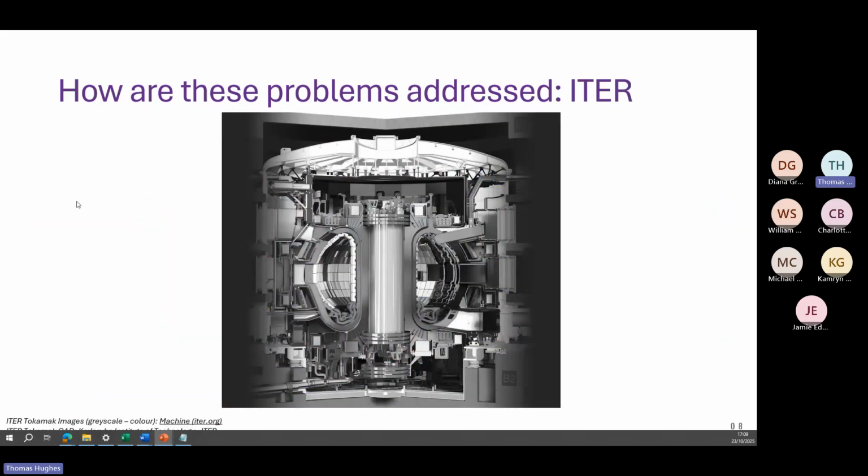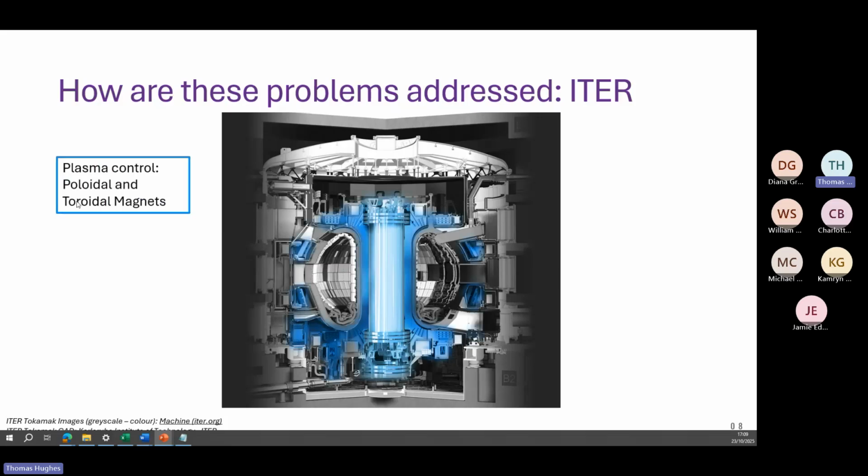So let's have a look at how we actually do that in a proper reactor. So this is ITER. I'm going to use ITER as my main example for this presentation because it's a big tokamak, but also it's furthest along its development cycle for a lot of these, and images are widely available. So I've just ripped a lot from their website for this. So we have our big tokamak.